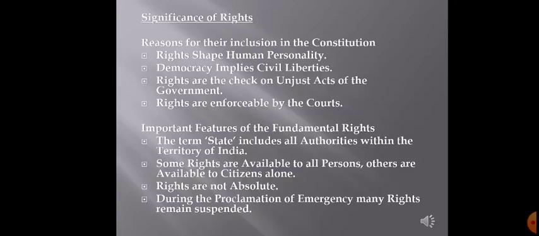Now we have the next point, that is, some rights are available to all persons, others are available to citizens alone. In this we can see that a few rights are here for the citizens of our country and a few rights are here for outsiders also. Right to life or personal liberty is available to all persons. Likewise, all persons are entitled to freedom of religion, but such freedoms as freedom of speech and expression and freedom to reside and settle in any part of the country are secured to citizens alone.